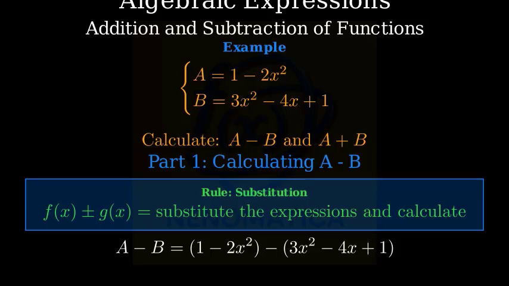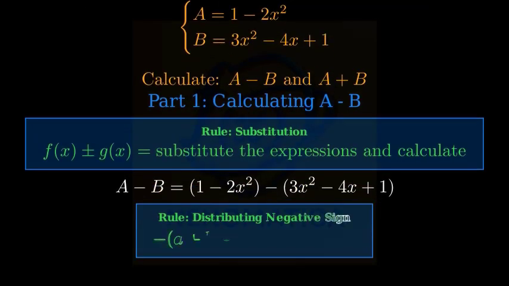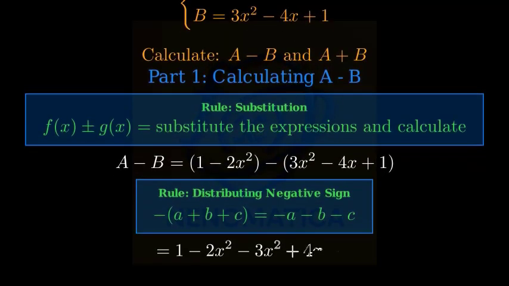Now, we need to expand the expression by removing the parentheses. When we remove the second set of parentheses, we need to distribute the negative sign to all terms inside. So 1 minus 2x squared minus 3x squared plus 4x minus 1. We're essentially changing the sign of each term inside the second parentheses. Next, we'll combine like terms to simplify our expression.